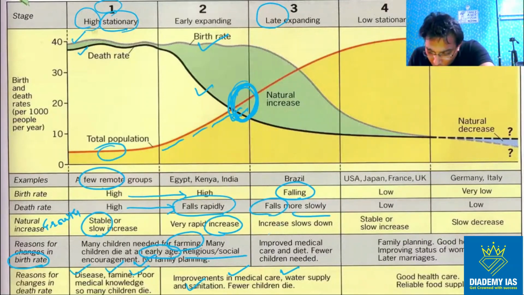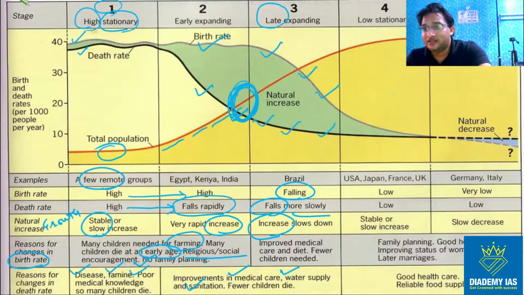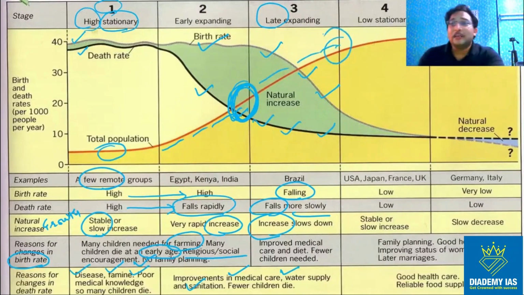So there is growth, but this growth is comparatively less rapid. So here you can see birth rate also starts falling, and death rate is falling, but at a very slow rate. And you can see the population growth is increasing, right? There is an increase in the overall population, right? Why is birth rate declining? Because of better medical care, better diet, and because of that, few children are now needed.